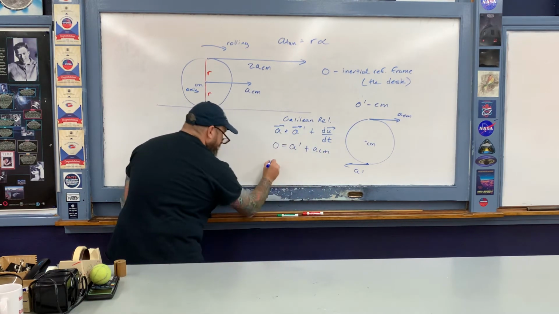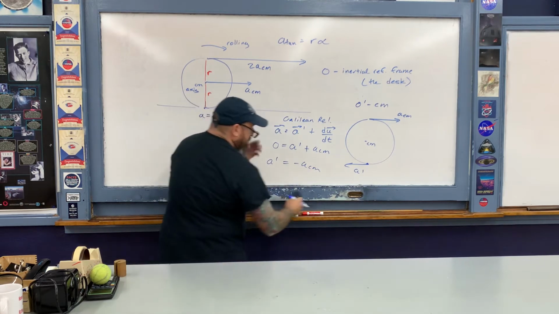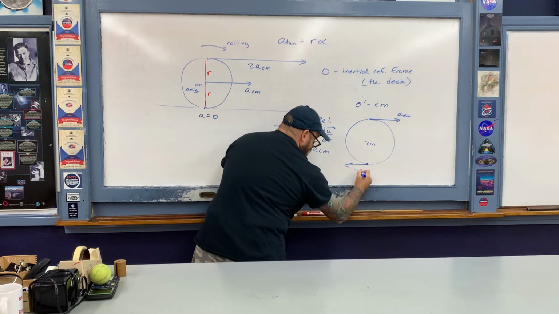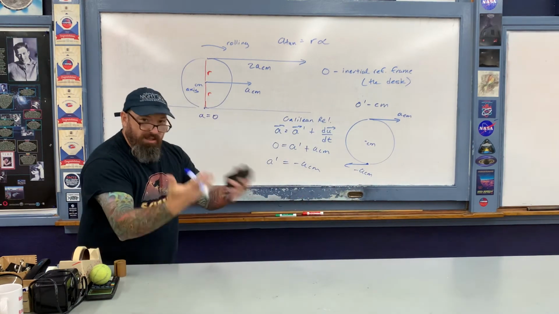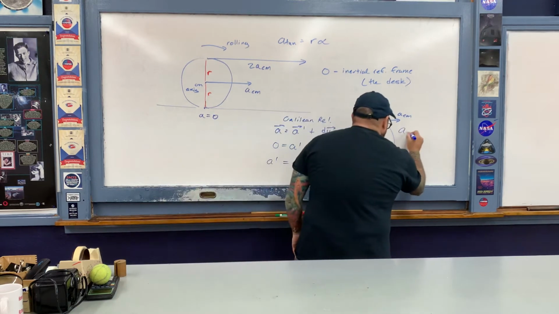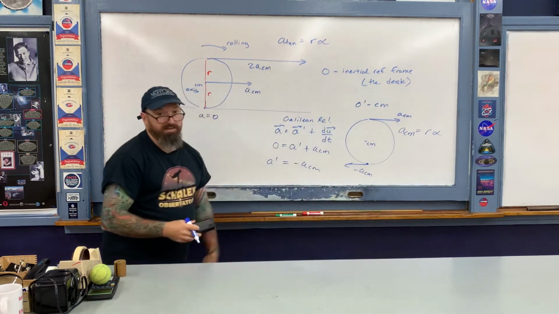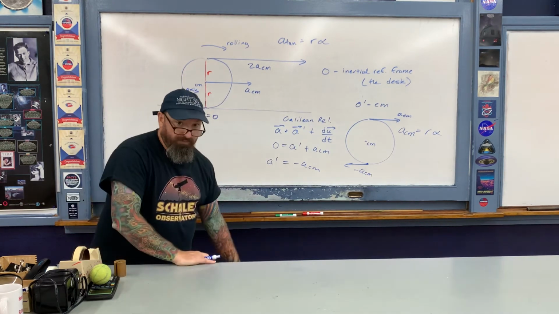Solve for A prime. Negative ACM, like so, no surprise. So relative to the center of mass, the bottom of the ball is accelerating in that direction with a value of ACM. This then means that we can write the acceleration of the center of mass using the R alpha equation, the same thing as the tangential acceleration equation when looked at from the O reference frame.